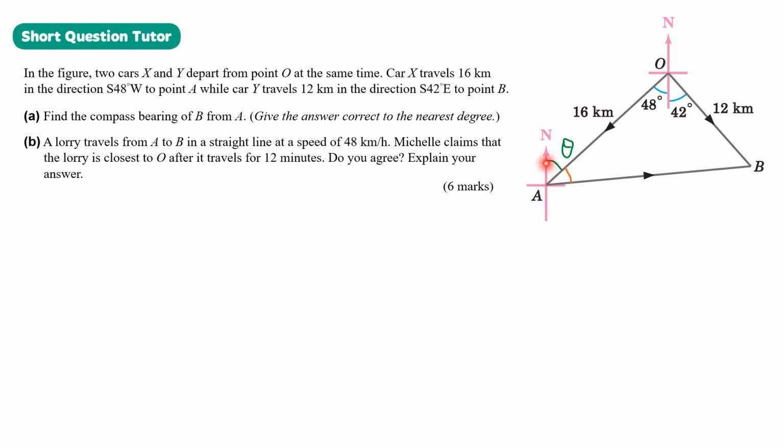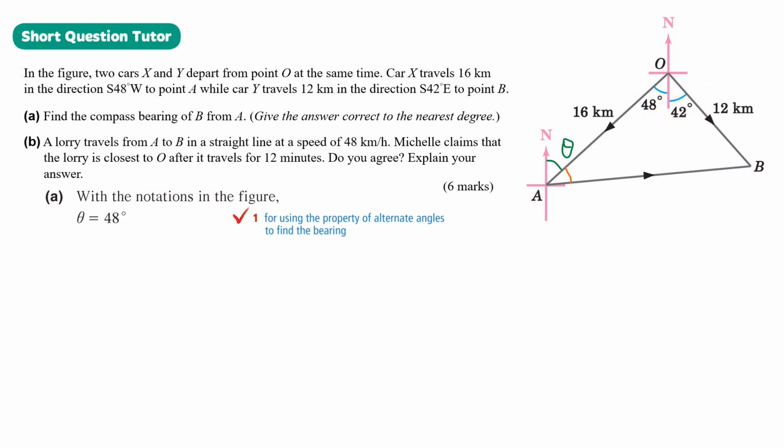With parallel lines and using the property of alternate angles, we know that theta is 48 degrees. If we can write down the value of theta, we will get the first mark. Then it comes to the other angle. Look at the two given angles. They are 48 degrees and 42 degrees.